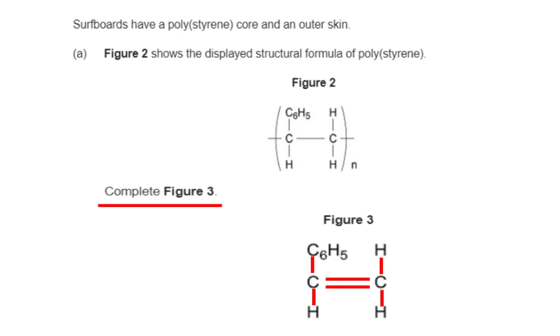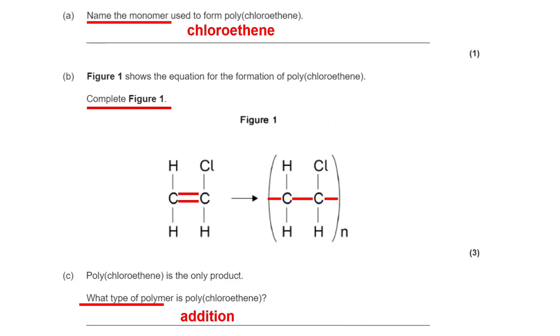I'll still get all the marks here, but I've added the double bond, and you will get full marks for doing that. Name the monomer used to form polychloroethene. Well, it's what's in the brackets, chloroethene. Whatever is in the brackets is the monomer.